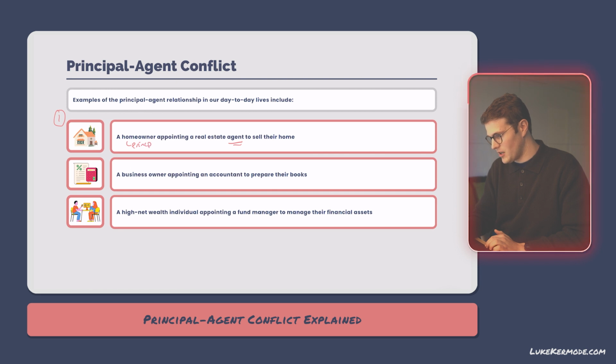So that's one example. Second example, a business owner who needs their books prepared will appoint an accountant.